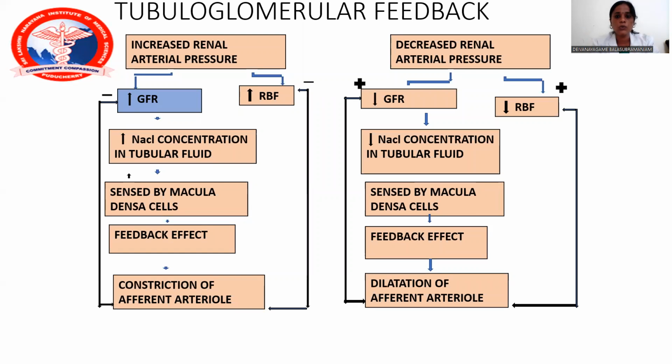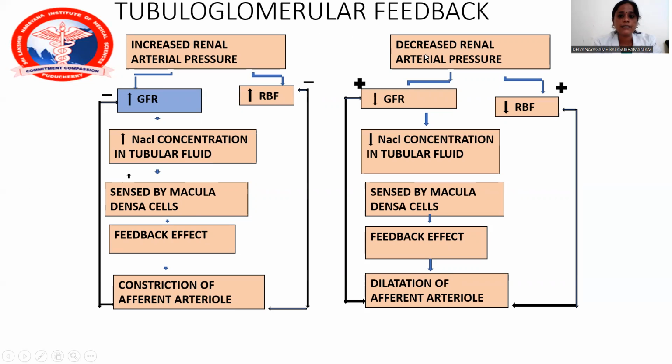And the next one is the tubulo-glomerular feedback. Whenever there is an increase in the renal arterial pressure, there will be an increase in the GFR. This in turn causes an increase in the sodium chloride concentration in the tubular fluid, which is sensed by the macula densa cells. In the feedback effect, there will be a constriction of the afferent arteriole. So this is negative feedback.